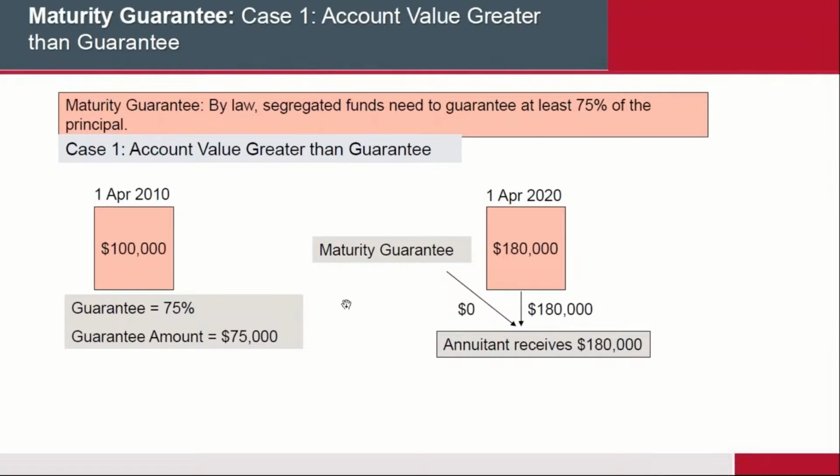So that's a very important thing to remember, is that in the calculation, if the amount of money at maturity is greater than the guarantee, then the maturity guarantee will be zero, okay? Because you're going to get the greater amount.